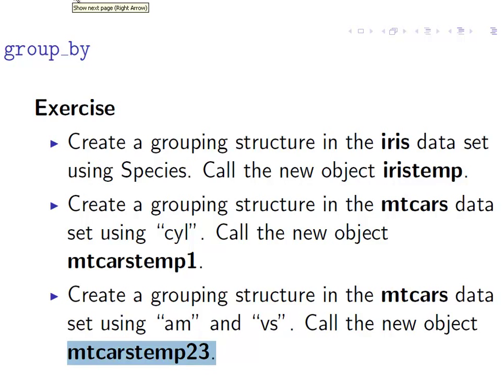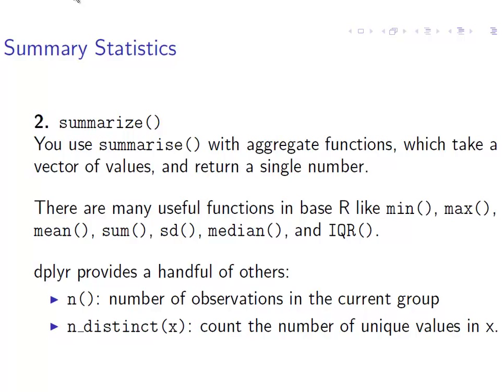We're that far. So summarize is the second of our verbs. You can use summarize with aggregate functions, which take a vector of values and return a single number. For example, min, max, mean, sum, standard deviation, and so on. And there's also a couple of other ones: the number of observations and distinct observations, n underscore distinct. We'll try that out shortly.